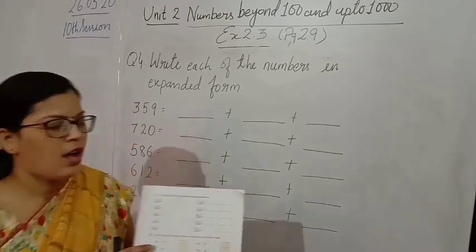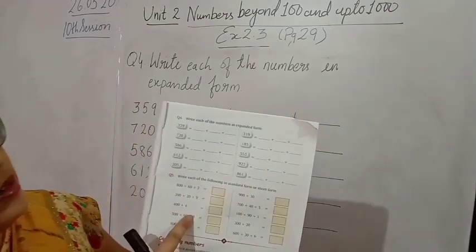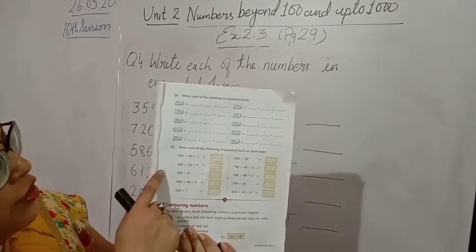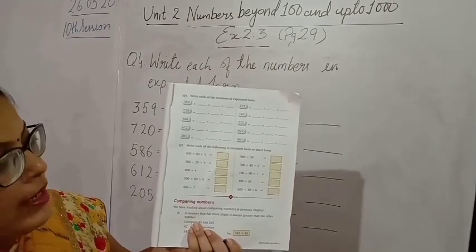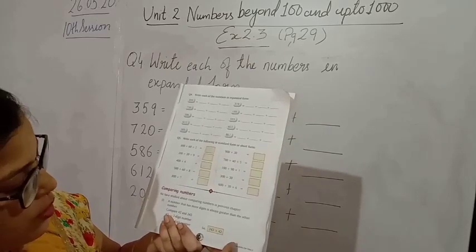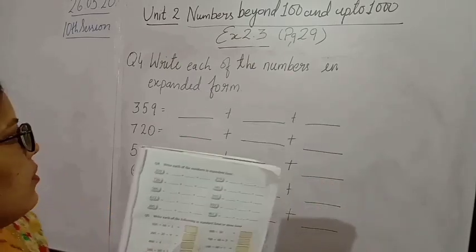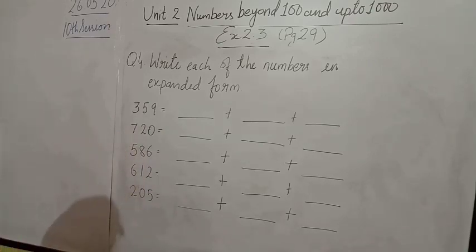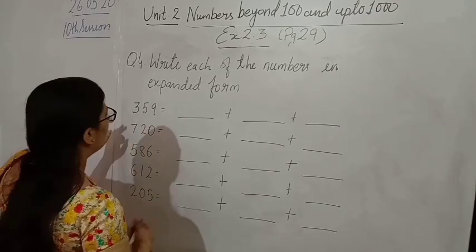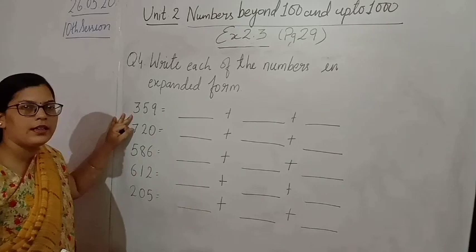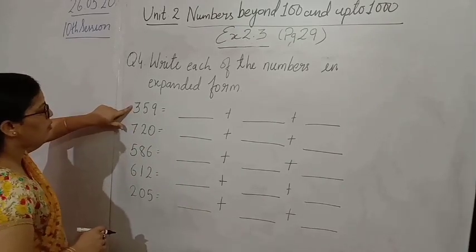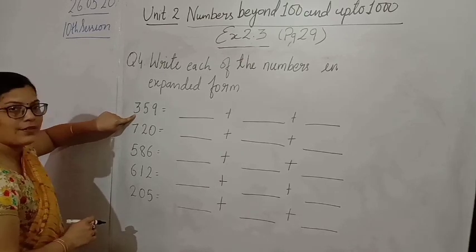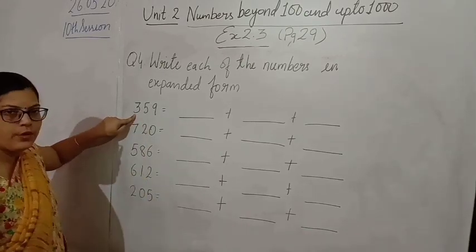Okay, so now we'll do these two questions in the book. Question number 4, write each of the numbers in expanded form, and question number 5, write each of the following in standard form. It is on page number 29. So first of all, question number 4, write each of the numbers in expanded form. First number is 359. Now we'll begin from the highest place. 3 is at hundreds place.